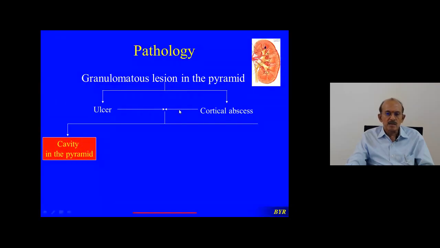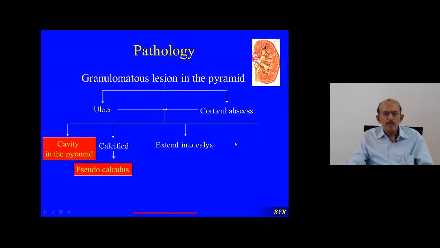If the abscess bursts, it can produce an ulcer. So once the abscess has burst, that will cause a cavity in the pyramid. Once the pus is evacuated, there will be a cavity. Or the lesion may get calcified. A calcified lesion in the pyramid will produce a pseudocalculus. The infection from the pyramid can extend into the calyx.